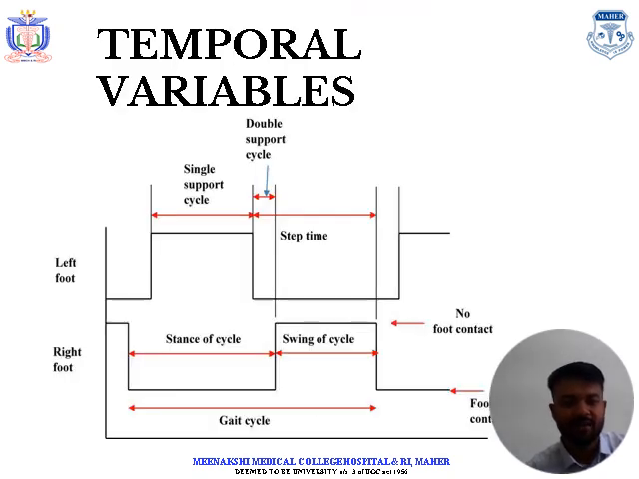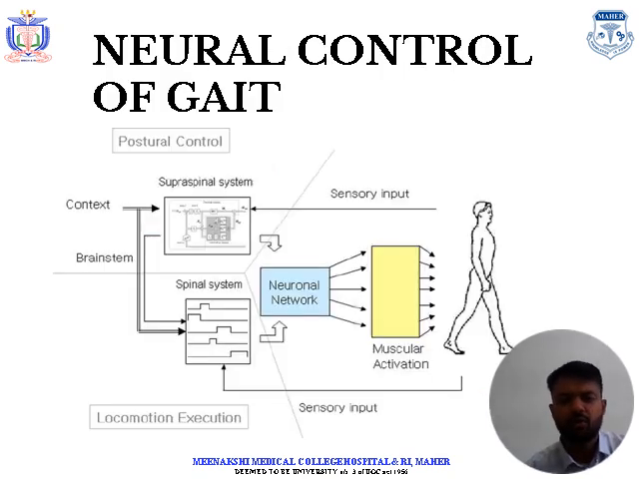Temporal variables are measured by time, and these are different parameters in time which you can calculate, like single support, double support, and the stance and swing of the cycle. These are different parameters you can use when you come to abnormalities. Neural control: as you all know, we don't consciously control our gait, we just keep on walking. We don't think we have to walk at this speed or this distance. It's an autonomous control of gait, where the spinal system plays a major role along with the brainstem, which indirectly makes the muscles respond to the commands which we give intentionally.